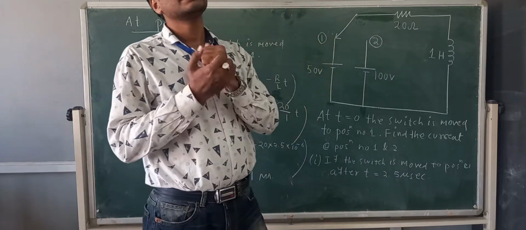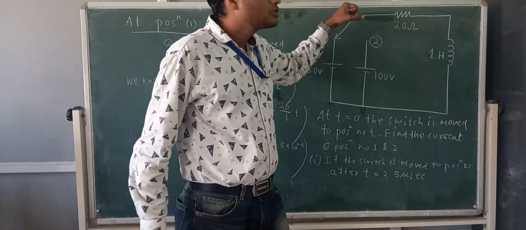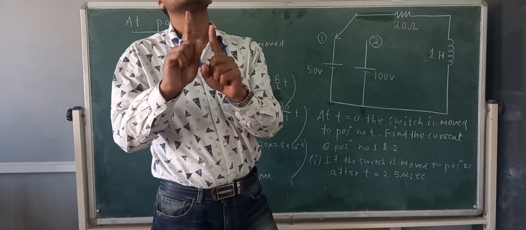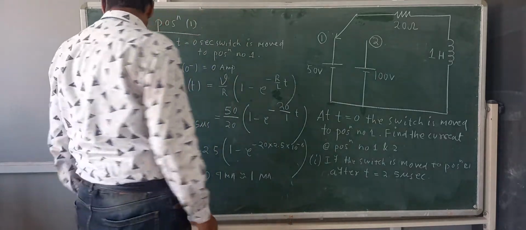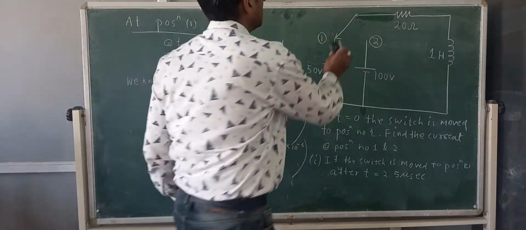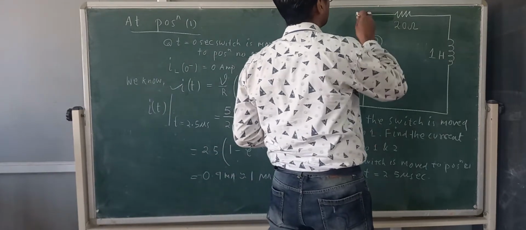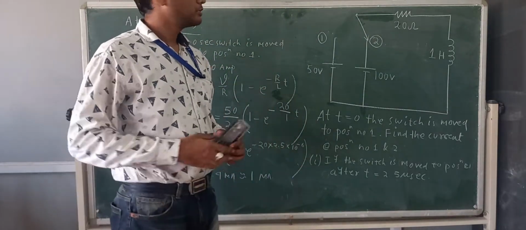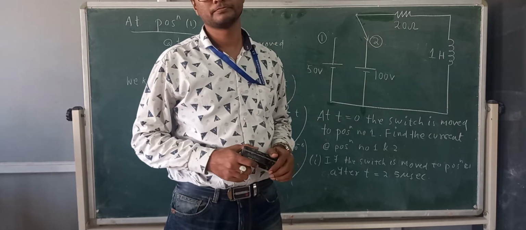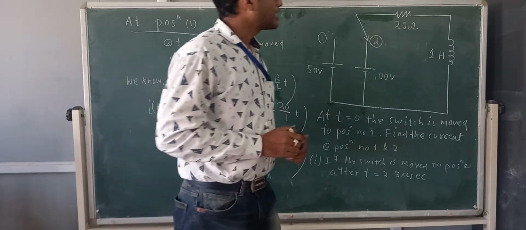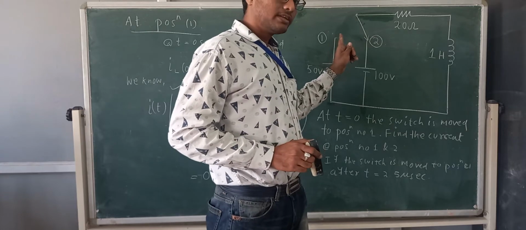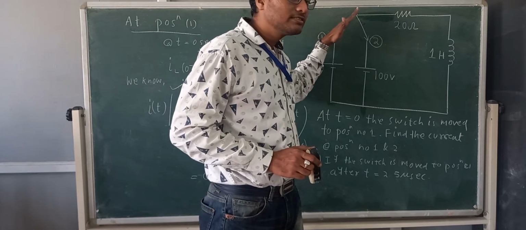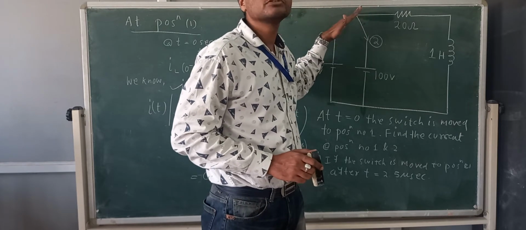Then what is he asking? He is asking that the switch is moved from position number 1 to position number 2 after t equals 2.5 microsecond. After how many seconds is it moved? After 2.5 microsecond. So I have to find what is the current in the circuit after 2.5 microsecond, when the switch is at position number 1.